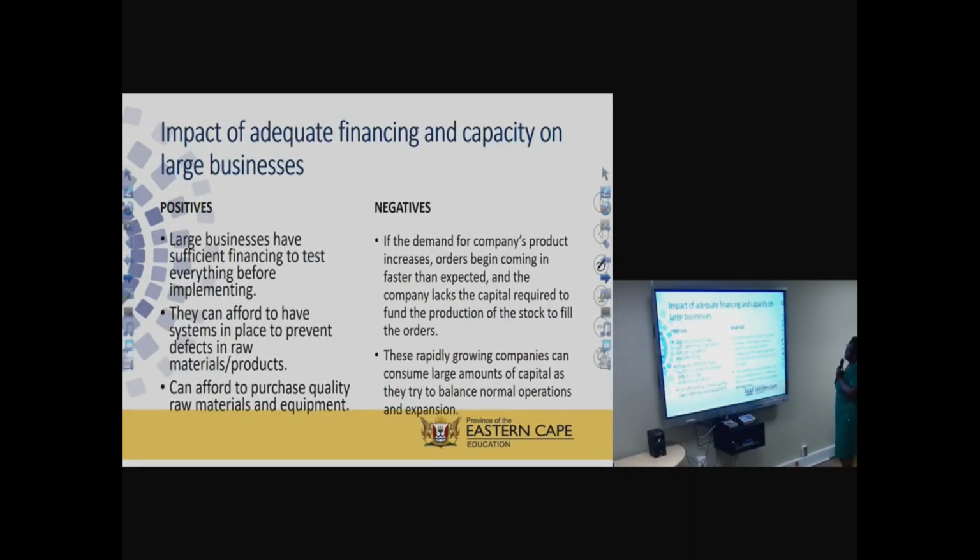The impact of adequate financing. Adequate financing means the business has money and the capacity, that is the size of the business and also the resources and capital that they have. What impact does it have? It means they have sufficient financing to test everything before they implement it. Testing something will cost the business, but large businesses will have finances to test something new. They can afford to have systems in place to prevent defects. Also, they can afford to purchase quality raw material because of the financing that they have and the size of the business.